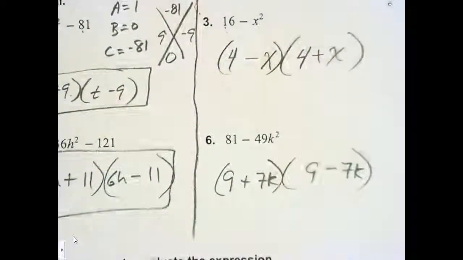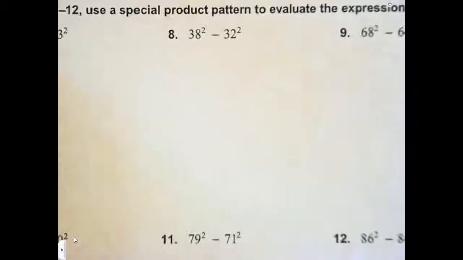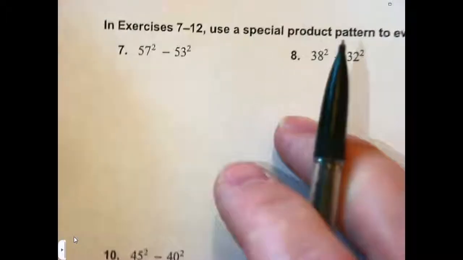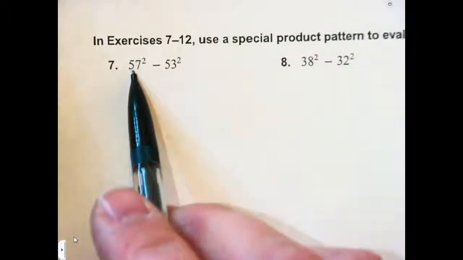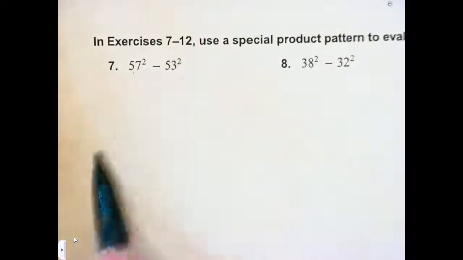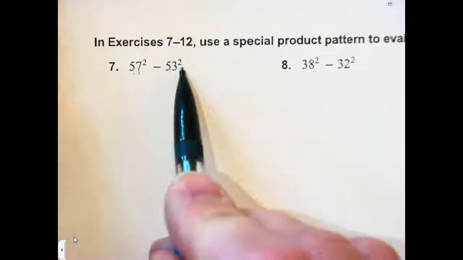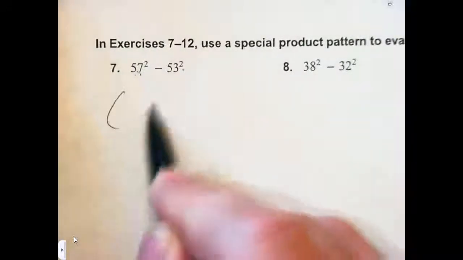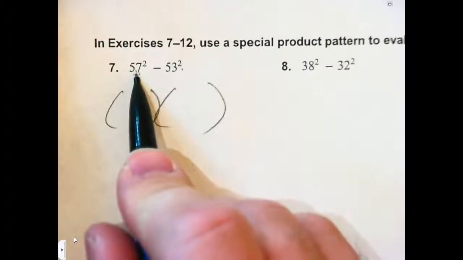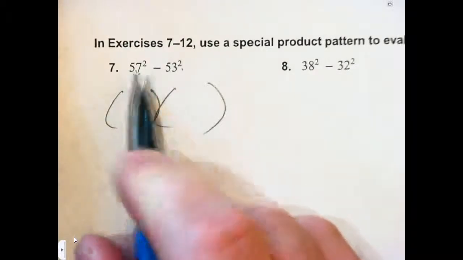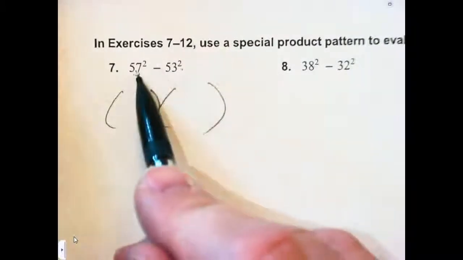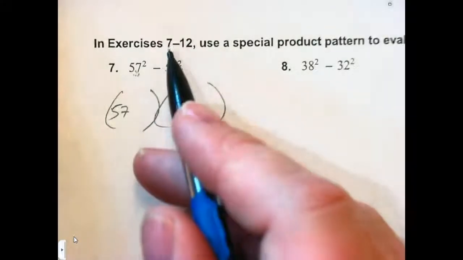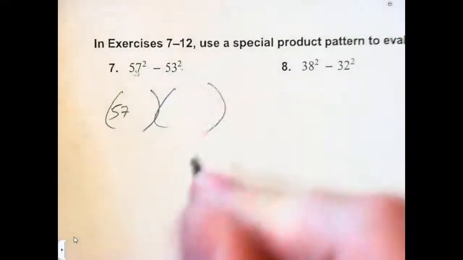One of the ways you can use difference of two squares is to do math in your head. You say 57 squared minus 53 squared. This is a perfect square, and this is a perfect square. What's the square root of this? No calculators. Square root of 57 squared is 57. Square root and square cancel out. What's the square root of 53 squared?